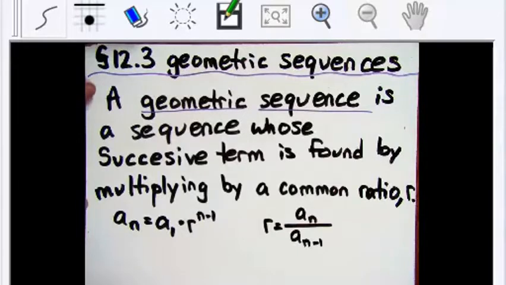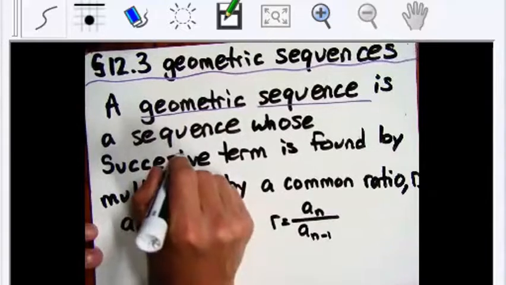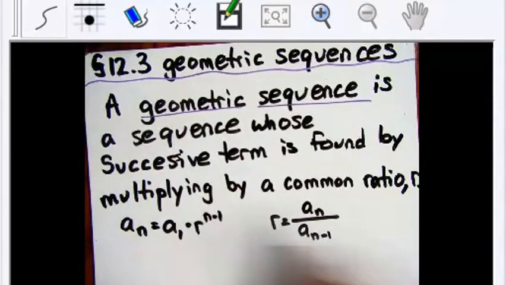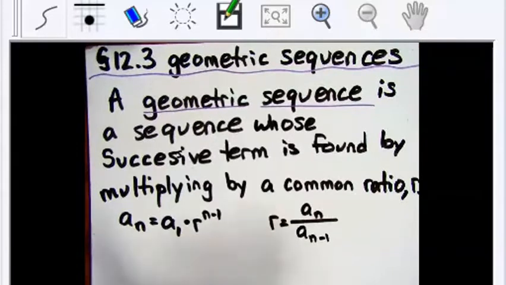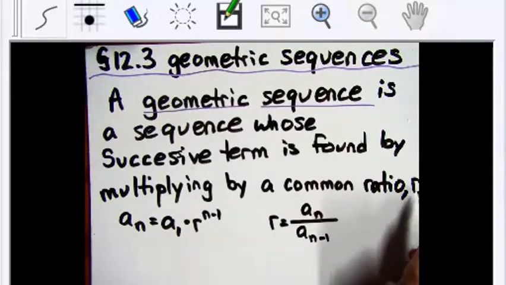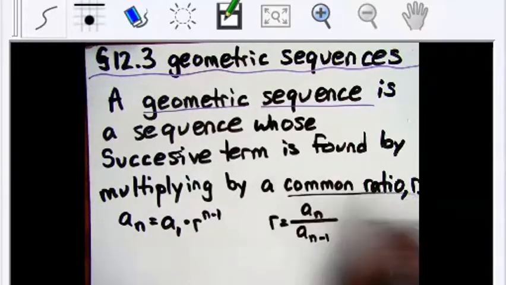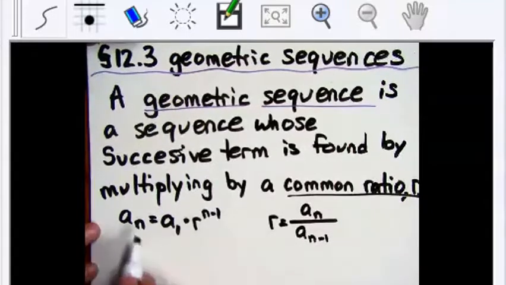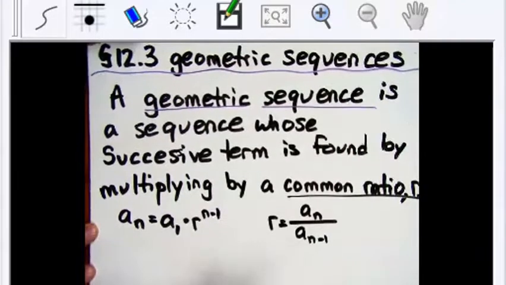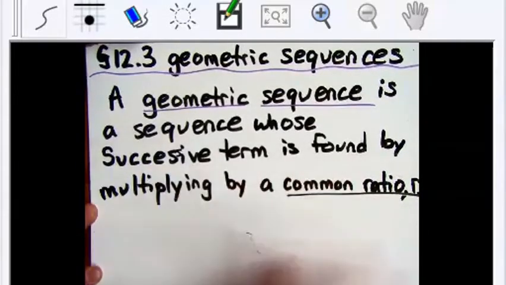So here we go. Let's check out the definition. A geometric sequence is a sequence whose successive terms are found by multiplying by a common ratio. So remember, arithmetic is when you added to get to the next term, like you add and then add and then add. When you're doing a geometric, you're going to be multiplying by what they call a common ratio. So write these two down in your notes, and let's check out a little example of a geometric sequence.